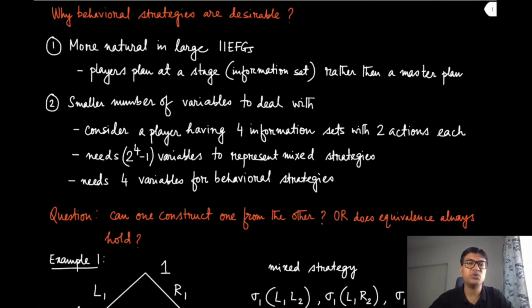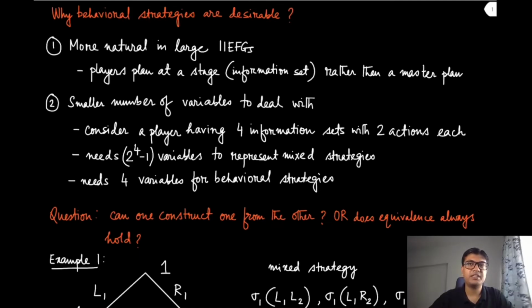While for behavioral strategies, you will only need 4 variables, because at every round you are going to toss a coin and take the action accordingly. So both from the point of view of the cognitive limits of the players, and also from the point of view of computation, behavioral strategy is more desirable.